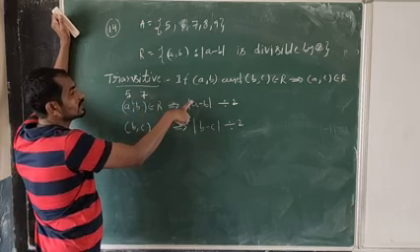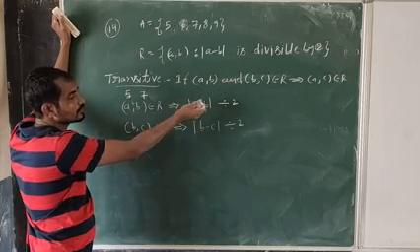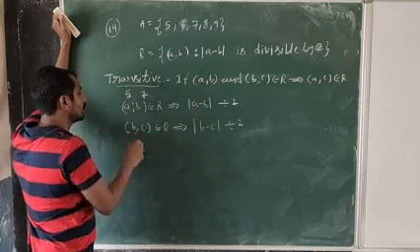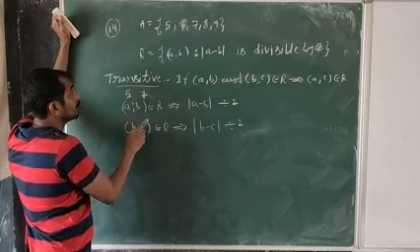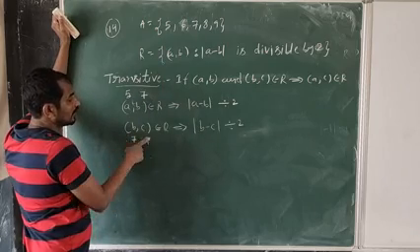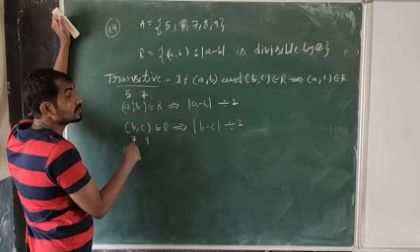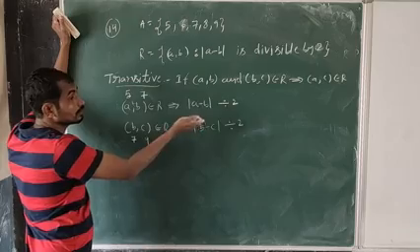So 5 minus 7 how much? Minus 2. Mod minus 2 means plus 2, which is divisible by 2. Condition satisfied. And again this is the same. Now next I am taking 9. Now 5 minus 9, how much? Minus 2. Mod is plus 2. Plus 2 is also divisible by 2.